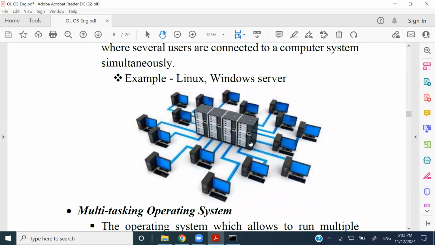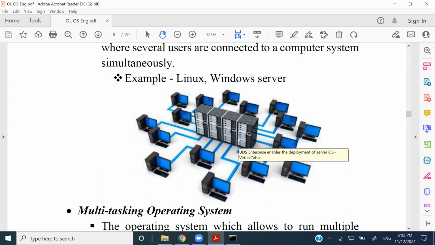If your operating system is installed into this central server, all these blue color computers have the capability of accessing this computer, the server, and have the facilities of an operating system, right? So that is what we call a multi-user operating system. Only one operating system is installed into this server, which is central, and all other devices will be accessing this computer through a network and having the facility of an operating system, right?